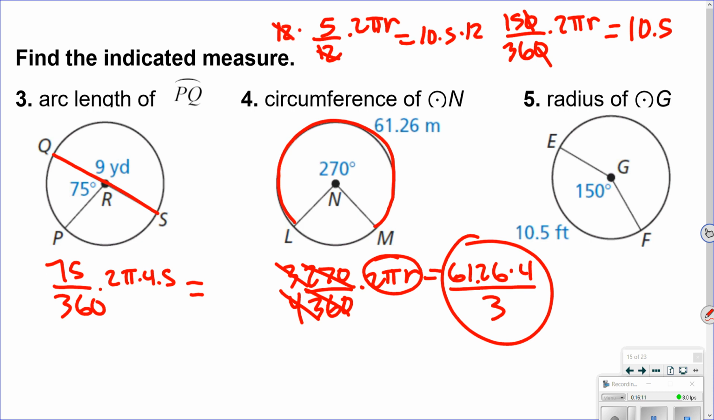Then I'm going to divide by 5 times 2 is 10. So I'm going to divide by 10 pi, right? 5 times 2 is 10. Okay, that right there, I can plug in my calculator and I get the radius.